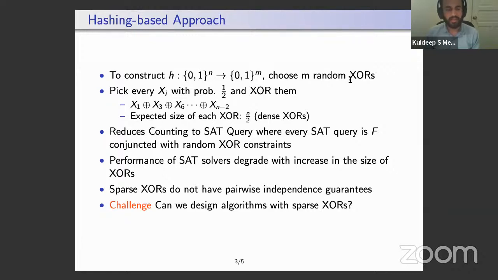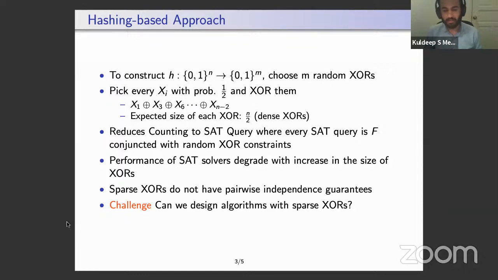The key idea here is that we can reduce counting to SAT queries, where every SAT query is the formula F conjoined with these random XORs. We are very interested in the practical perspective, and the key motivation is that we use SAT solvers because they are the closest approximation to NP oracles. And the performance of these solvers degrades with the increase in the size of XORs. The issue is that if you just try to construct sparse XORs, they don't have the pairwise independence guarantees. By sparsity, I mean every XOR has a small number of variables.